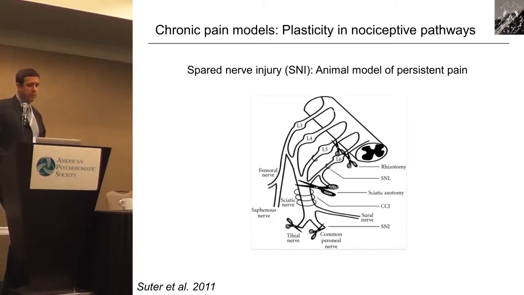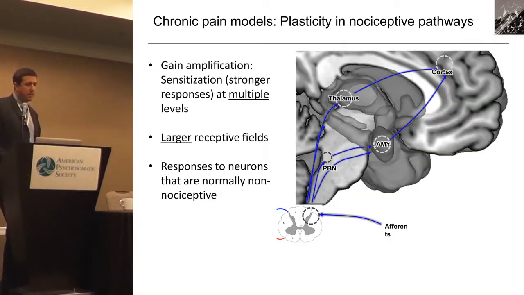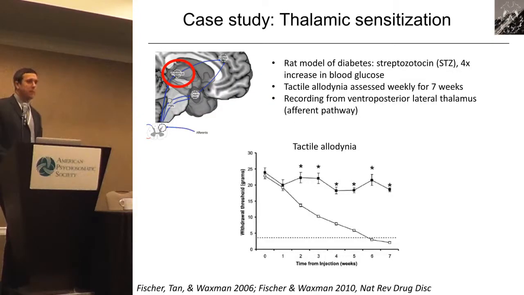So this is the spared nerve injury model we'll talk about first, which is basically cutting one of the nerve roots here. You can see that down at the very bottom. This is multiple models of the sciatic nerve. And there are several different kinds of effects that we see when this happens. One is gain amplification, so sensitization or stronger responses at multiple levels. Number two, neurons that respond to nociceptive events start to have larger receptive fields than they otherwise did. They respond to more parts of the body, so there's more coverage. And responses start happening in neurons that are normally not nociceptive at all, don't encode nociceptive properties, and then they begin to.